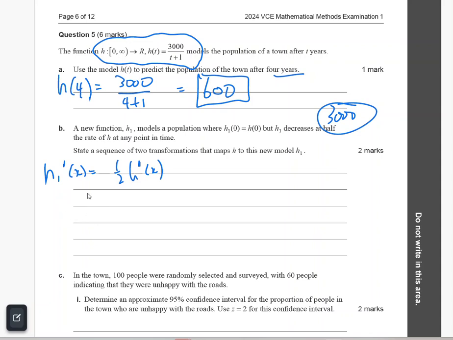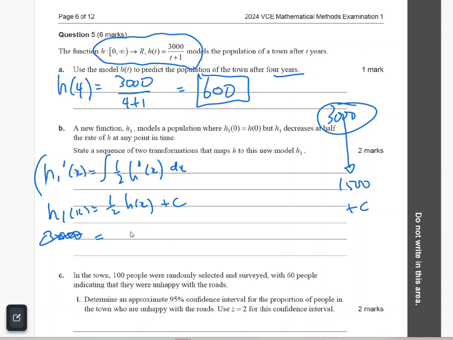Okay, so if we integrate h1 of x, if we integrate dx, that gives me a half h of x plus some constant c. And if I put in 3,000, the 3,000 is going to go to 1,500. So my plus c has to be 1,500. So it's going to be a half h of x plus 1,500.